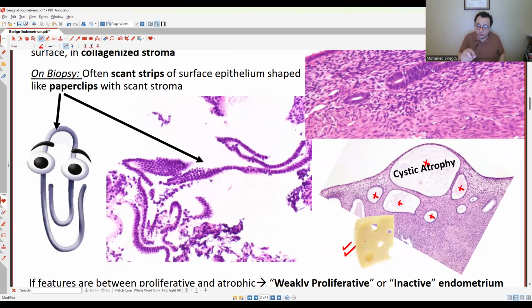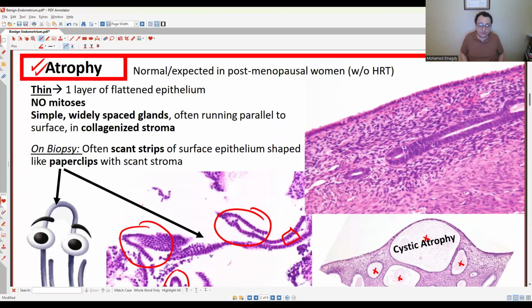High power keyword, you will see a single lining. And the lining nearly doesn't have any cytoplasm. If you look at these cells, is there any cytoplasm there? No, there's no cytoplasm. It's as if there's a single layer of nuclei beside each other, and they are making these paper clips. They're falling apart or falling down and making these curves, which look like a paper clip. Single layer atrophic cells. That's atrophic endometrium.